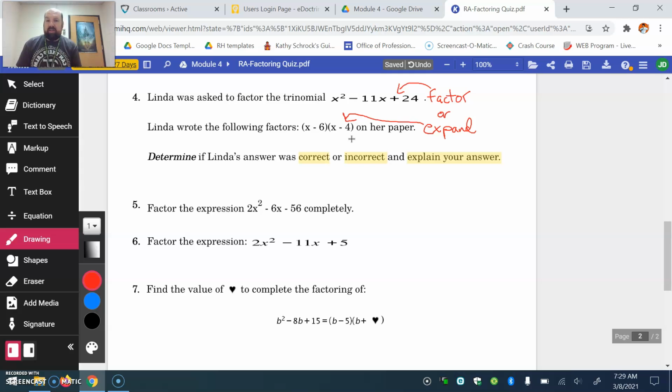If not, then she's incorrect, and your explanation can be this does not equal this. If they are the same, then Linda is correct because this equals this. Very simple.